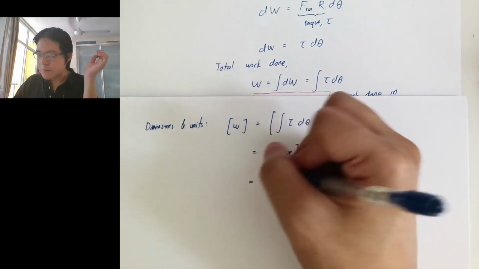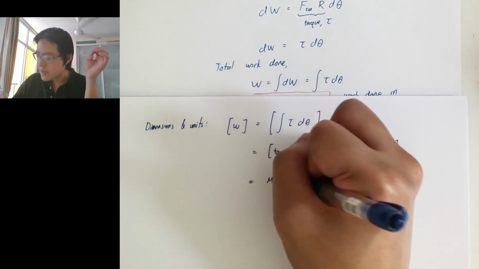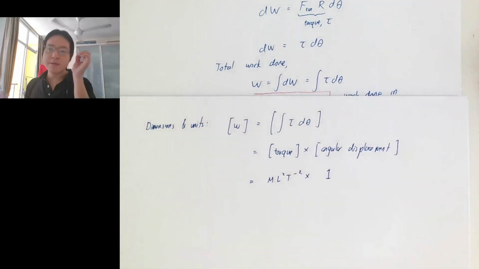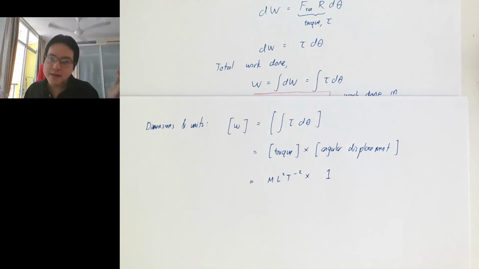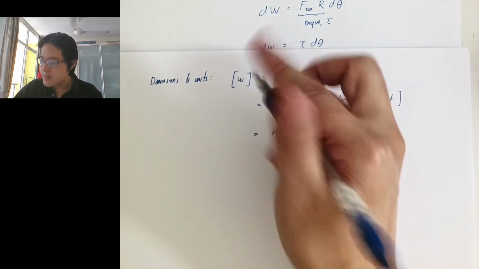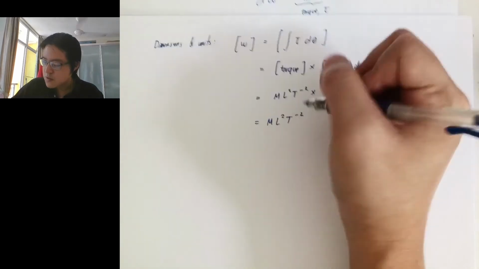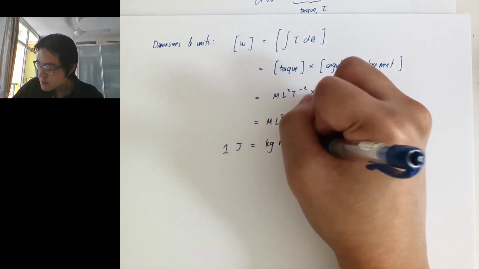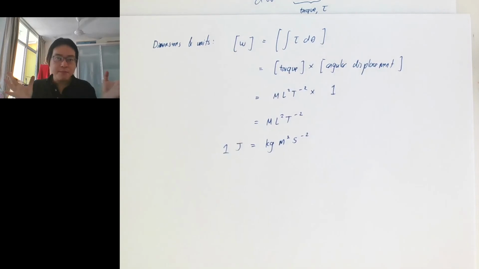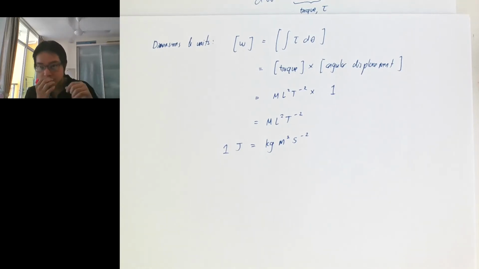So the torque is what we got, mv squared, so ml squared t minus 2. Angular displacement has no dimension, right? Angles, degrees and radians, are not physical quantities. It's just angles. So it has no dimension, so it's the same thing as ml squared t minus 2. One joule is kg meter squared s minus 2, and it's the same as the linear work done. So everything is the same. It's the same work done. So if you're calculating work done on a system, the total work done is all the linear work done, together with the rotational work done.